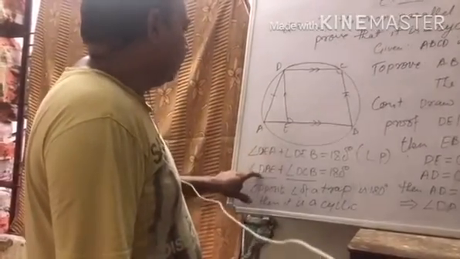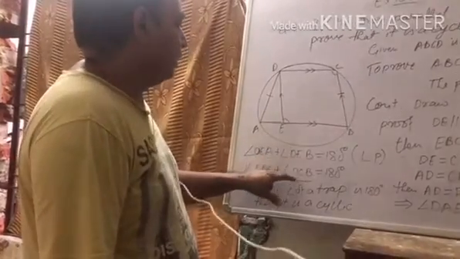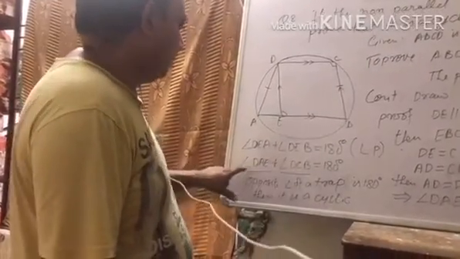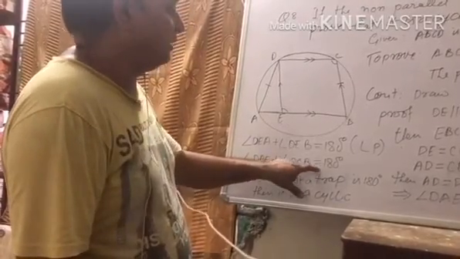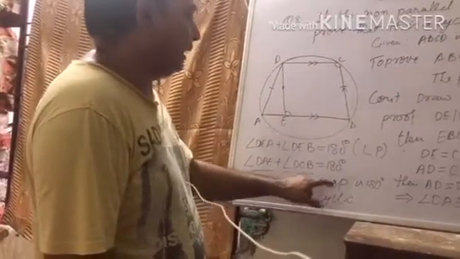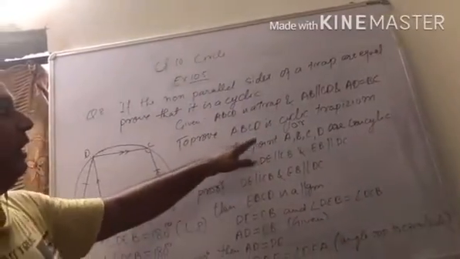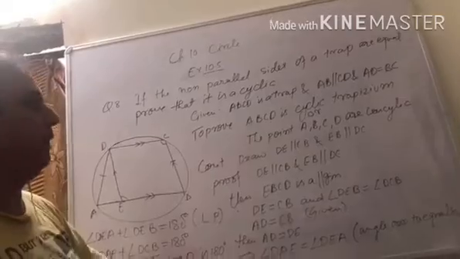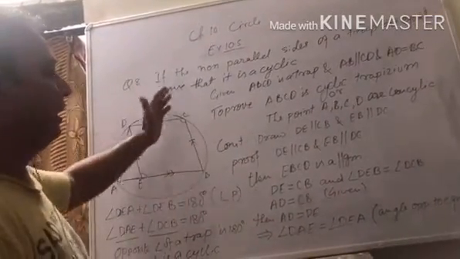DEA is equal to DAE, and DEB is equal to DCB. So angle DAE plus angle DCB is equal to 180 degrees. Opposite angles of the trapezium are supplementary, then it is cyclic, or we say that the points ABCD are concyclic, means all 4 vertices of ABCD lie on a circle.